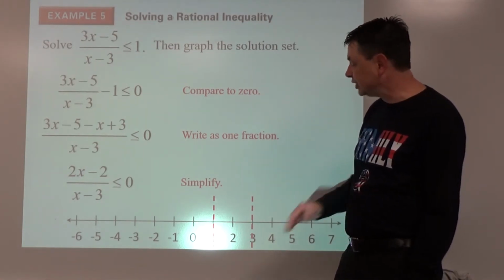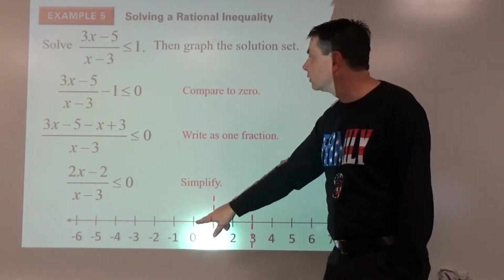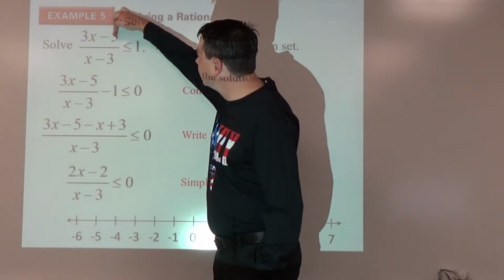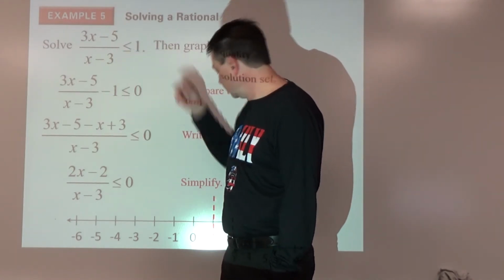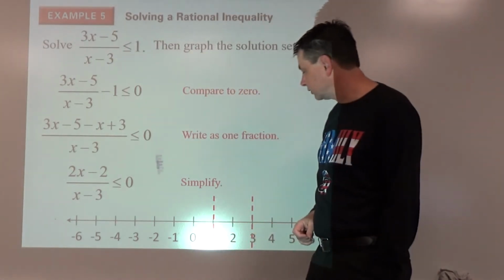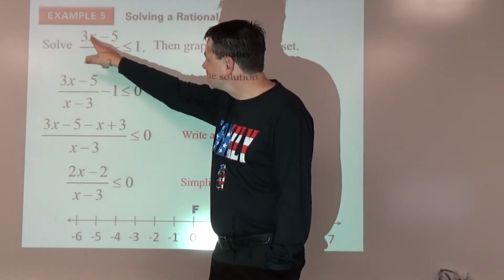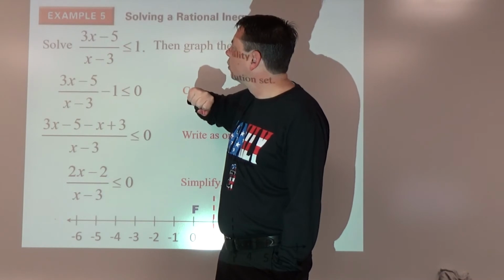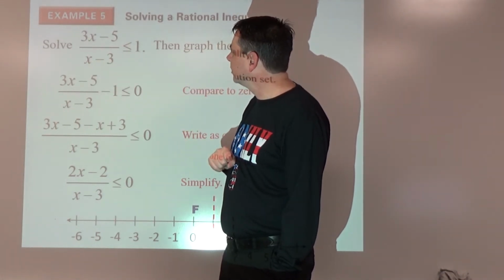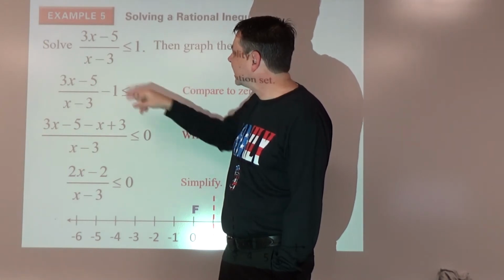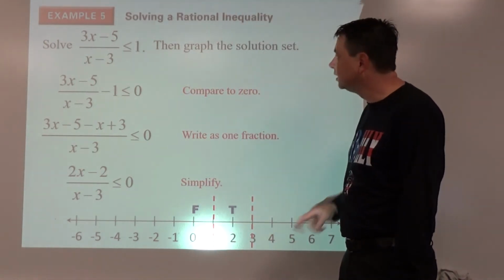And then if we test regions, we can go all the way back here. If we did 0, we would get negative 5 divided by negative 3, so 5/3. Is that less than or equal to 1? It is not, so false. How about trying 2? So we get 6 minus 5 is 1, negative 1 in the denominator, so 1 divided by negative 1 is negative 1. Is that less than or equal to 1? It is, so we're true there.